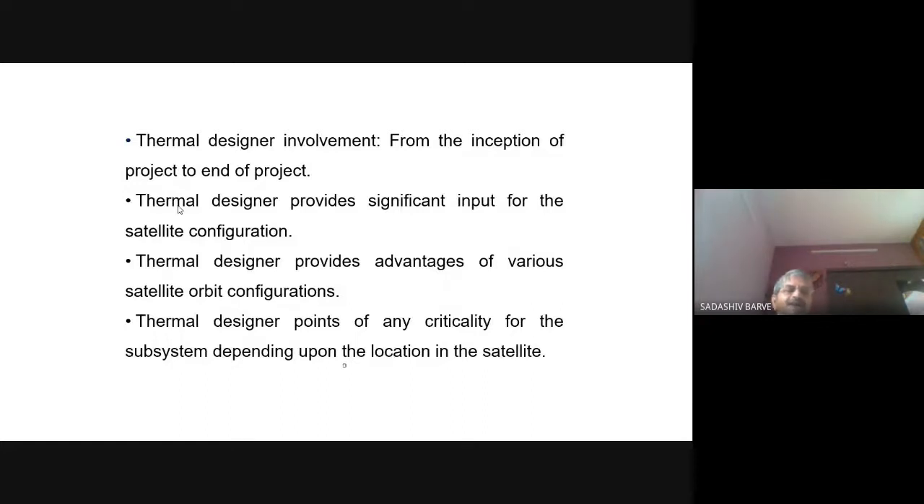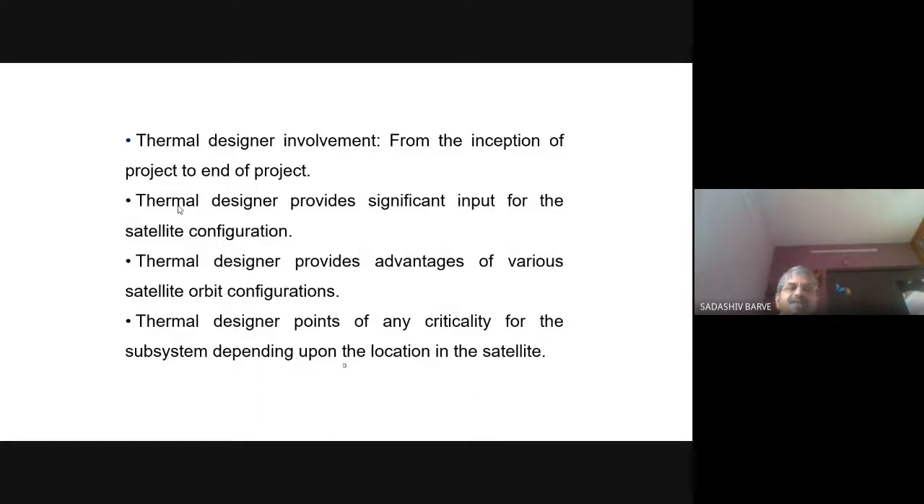For example, somebody may say, I want to keep the satellite in an inclined orbit. In an inclined orbit, the satellite moves much faster, so it can have more payload operation. But the only problem is that you cannot have certain areas that should not see the sun. While in what we call a sun-oriented or earth-oriented satellite, certain areas always remain away from the sun direction. So that is the advantage.